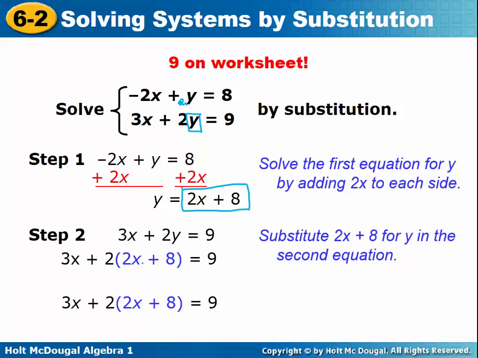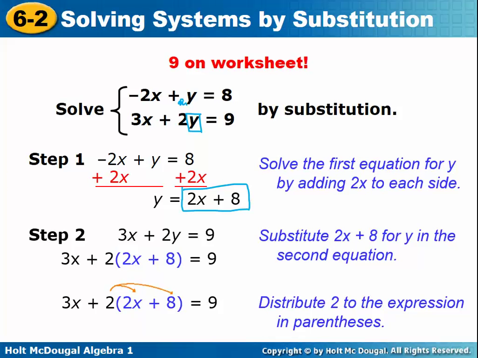Now we're going to have to use the distributive property on this one because we have 2 times (2x + 8). So when we use the distributive property, we will get 3x + 2 times 2x is 4x, plus 2 times 8 is 16, equals 9. And then your next step will be to simplify by adding your like terms.